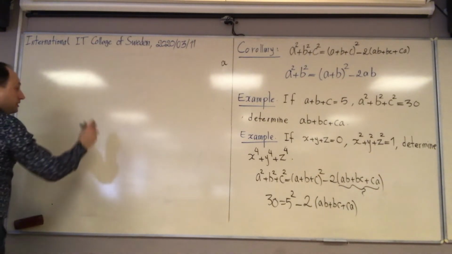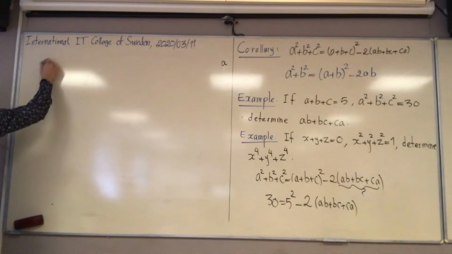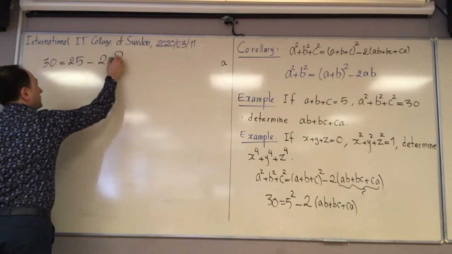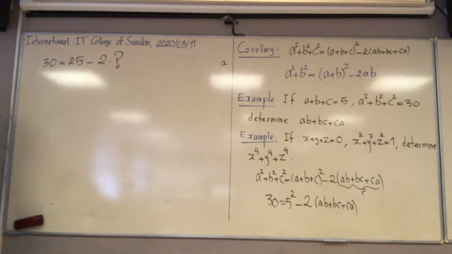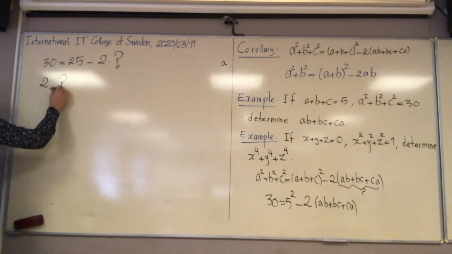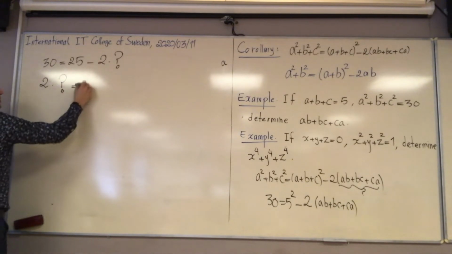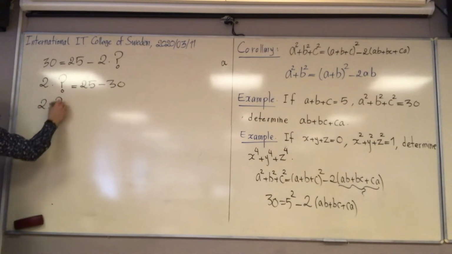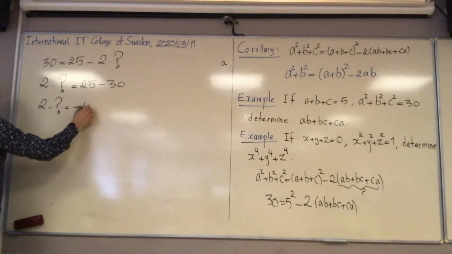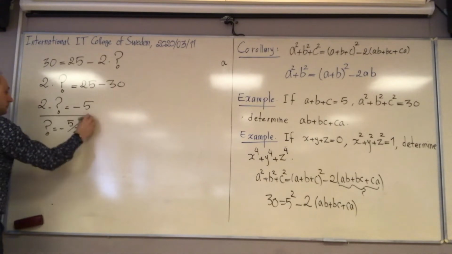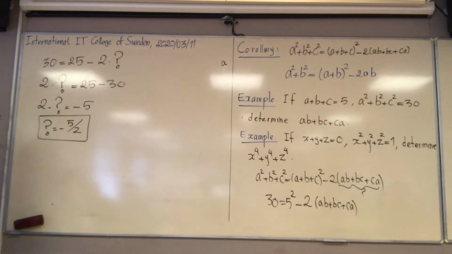Okay, so what is the answer? So then it becomes 30 is equal to 25 minus 2 times my question mark. Yes, I'm looking for the question mark, so I bring it to the left, so it becomes positive 2 times the question mark. It's equal to 25 minus 30. And then 2 times the question mark is equal to negative 5, and then the question mark is negative 5 divided by 2. Yes? Is that understandable?